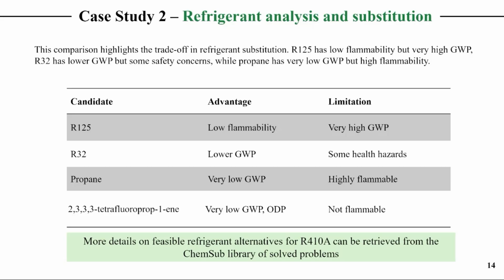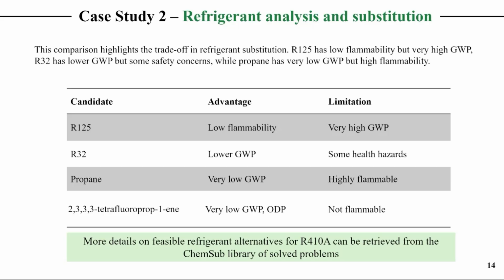Propane and 2,3,3,3-tetrafluoroprop-1-ene have the strongest environmental advantage because of their very low GWP, but because propane is highly flammable, it could be mixed with 2,3,3,3-tetrafluoroprop-1-ene to form a low-boiling azeotrope and reduce flammability concerns.